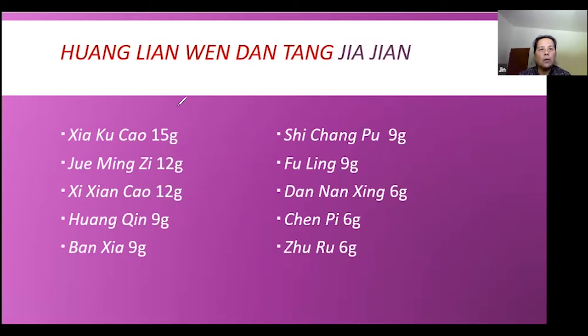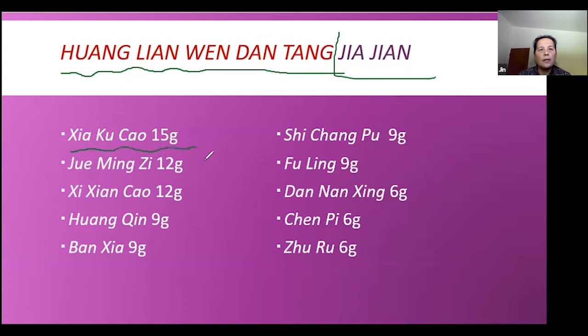So the formula we use for this condition is 黄连温胆汤 plus. Mainly we clear heat from the liver still, but this pattern combines with phlegm. So 夏枯草 still clears heat from the liver, and 决明子 relieves internal wind, and 西香草 so still removes internal wind. 黄芩 clears heat, 半夏 resolves phlegm.